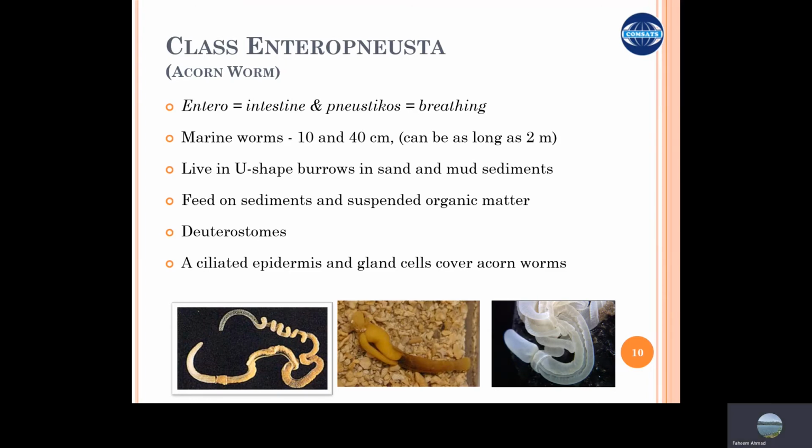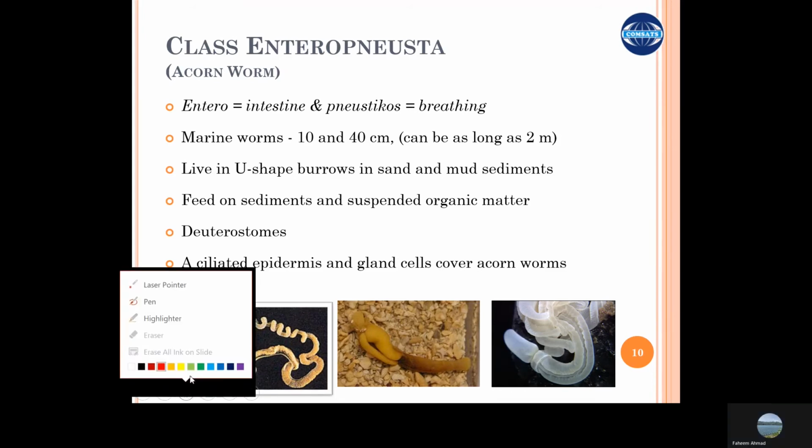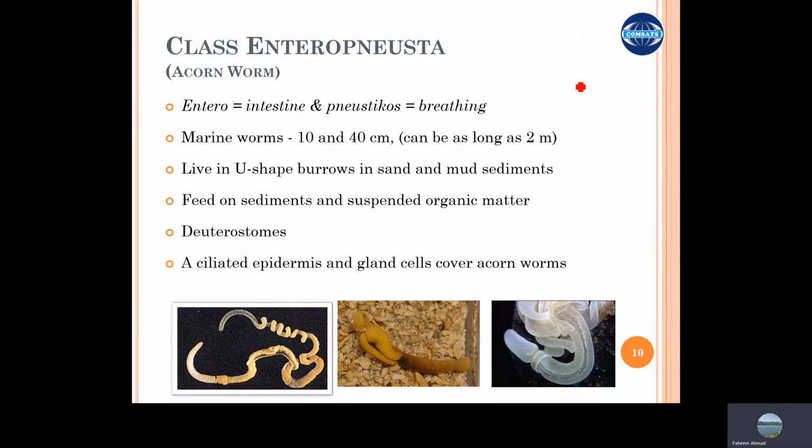They normally live in burrows in the sand, and those burrows are made in a U shape, where the animal burrows into the sand from one side and then gets back to the surface, making a U-shaped structure. Right. So if you consider this is the sandy structure, the animal starts burrowing here and then it comes back to the surface so that it can feed. So basically they live in these U-shaped burrows.